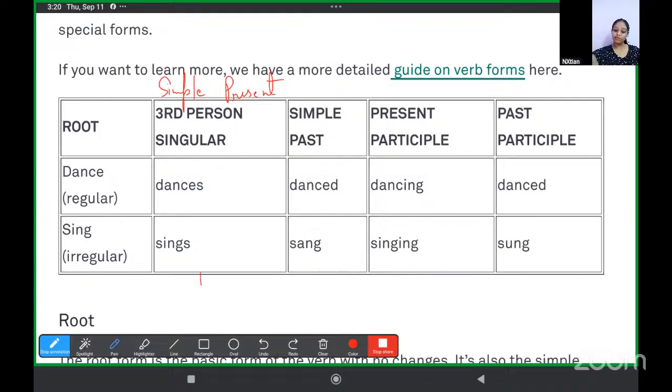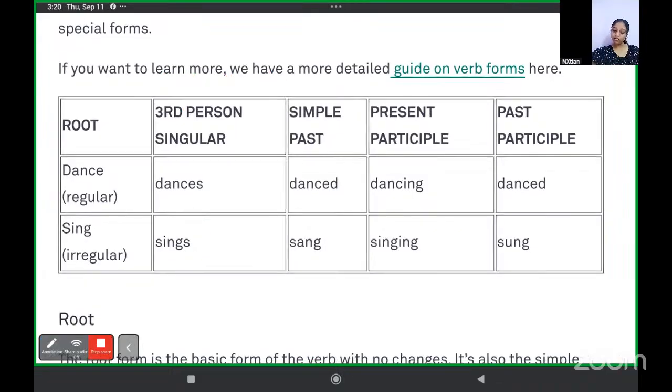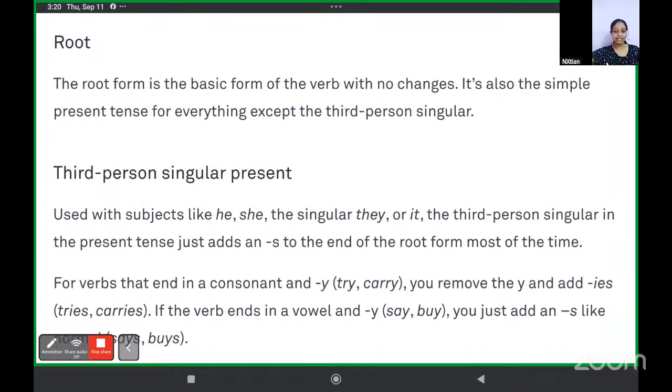Now, root. We'll take a look at all of these in a bit more detail. Root form is the basic form of the verb with no changes. It's also the simple present tense for everything except the third person singular. Third person singular present is used with subjects like he, she, the singular they or it, in the present tense.